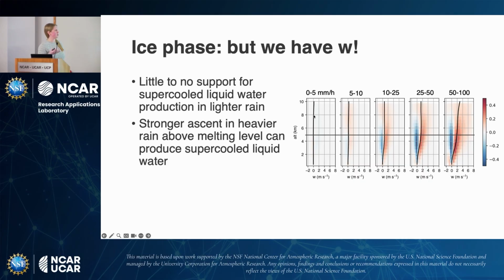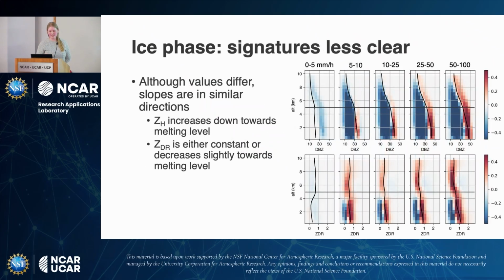So you wouldn't have the support to produce supercooled water, if at all, but if you do, it's minimal quantities in this lighter rain. So although we have similar signatures in the slopes here, we can actually say with pretty good certainty that this is actually accretion because we would have the supercooled liquid water to produce that, whereas we do not in the lighter rain.